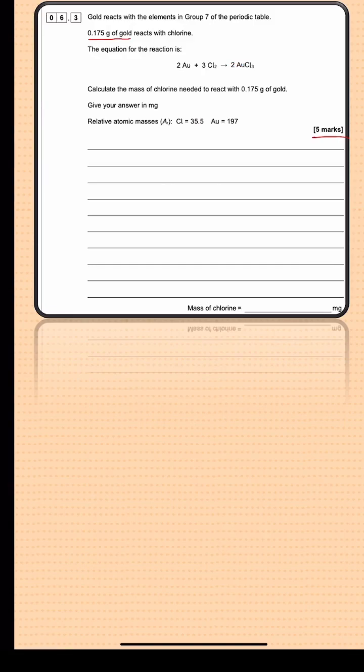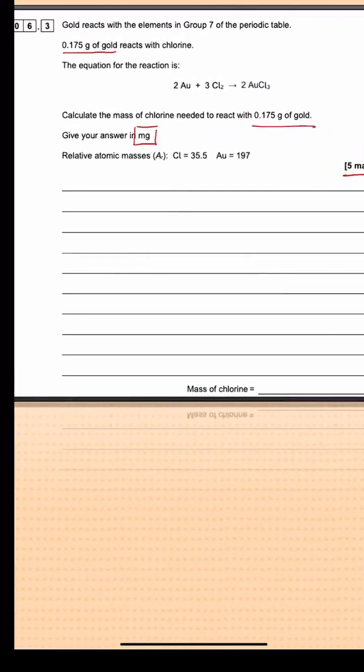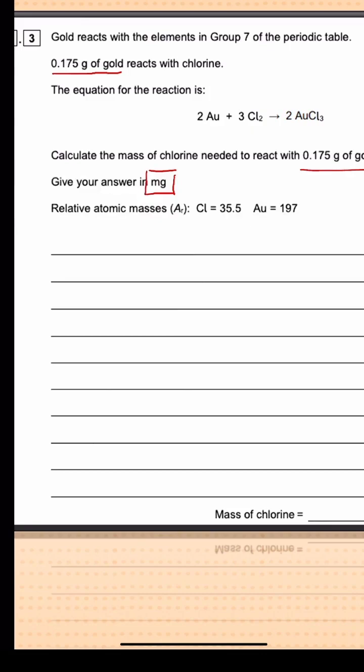So first of all, let me know what you think the known is and what the unknown is here. Calculate the mass of chlorine needed to react with 0.175 grams of gold. Give your answer in milligrams. We'll worry about that at the end, but let me know what the known is and what the unknown is. Let me make the question a bit bigger. Hopefully that's better. So known is gold, unknown is chlorine. Good. That's our important thing there.